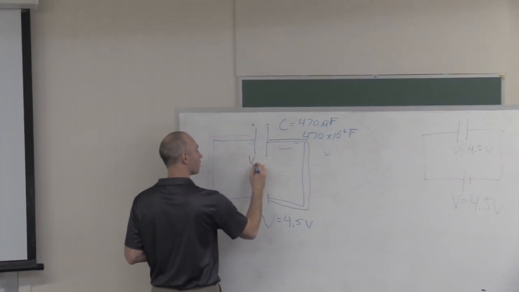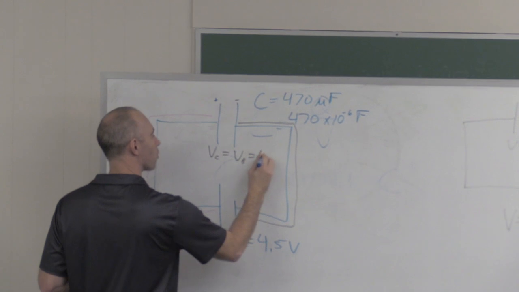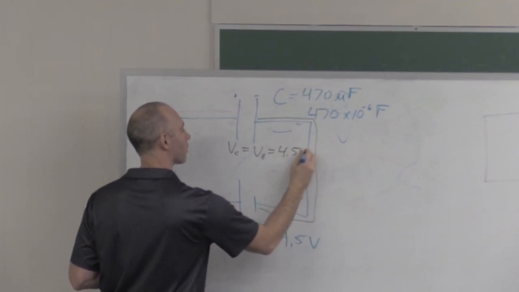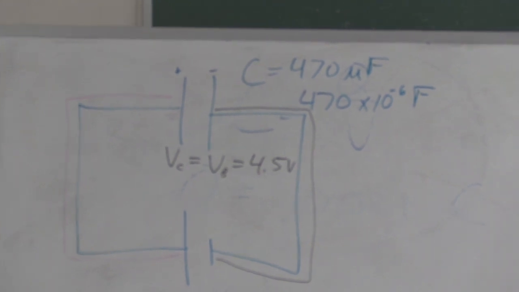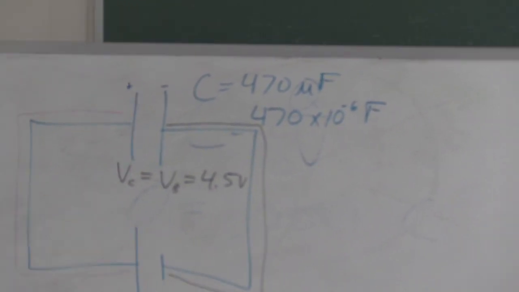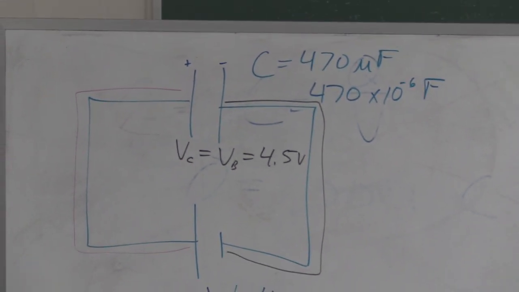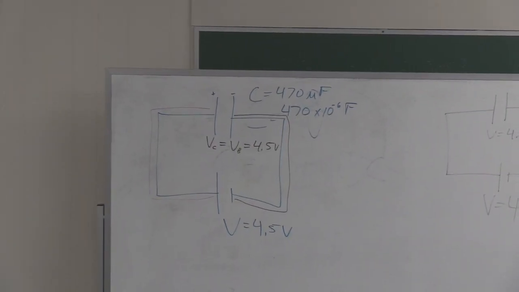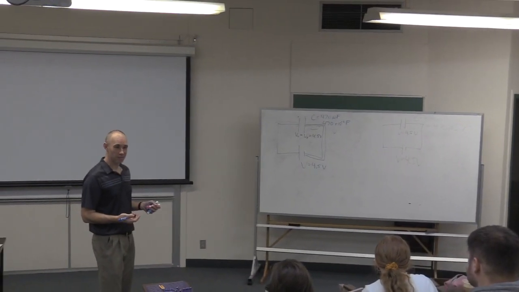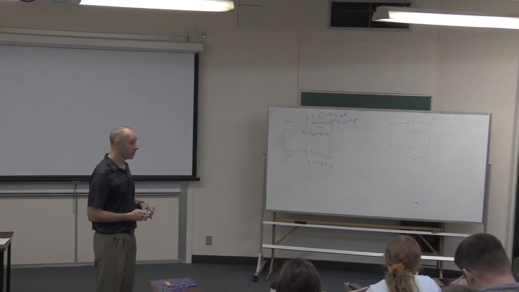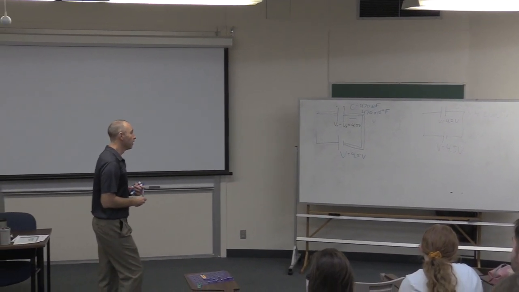V across the capacitor is going to equal V across the battery, equals 4.5 volts. The difference in potential across the sides of the capacitor when it's attached directly to the battery is going to equal the difference in potential across the battery. This is only true when it's the only thing attached, but in this case it is the only thing attached, so it is true. It has to be.